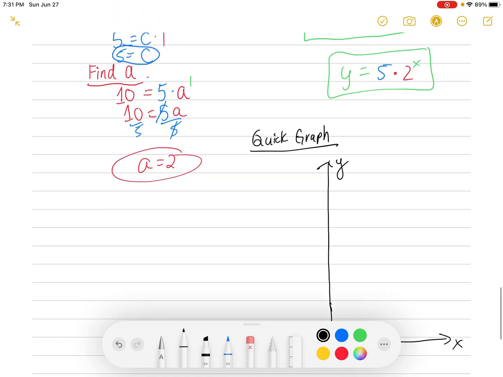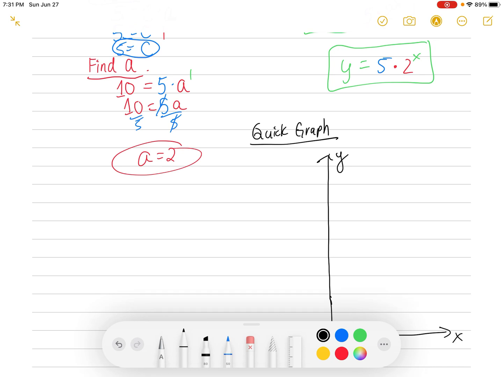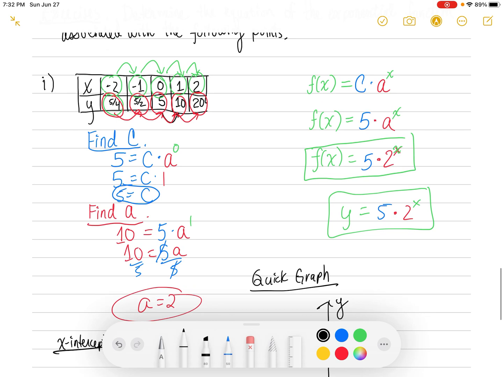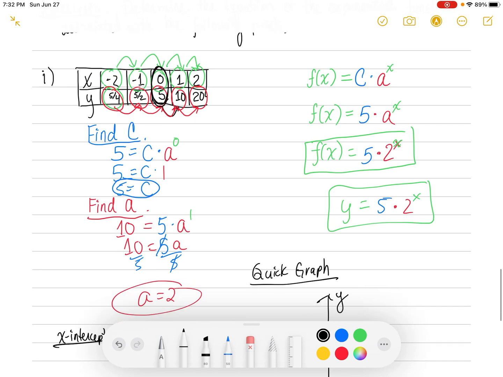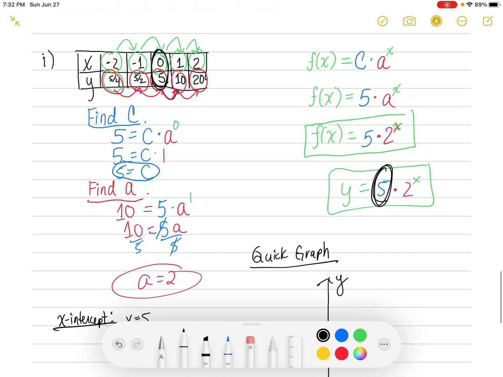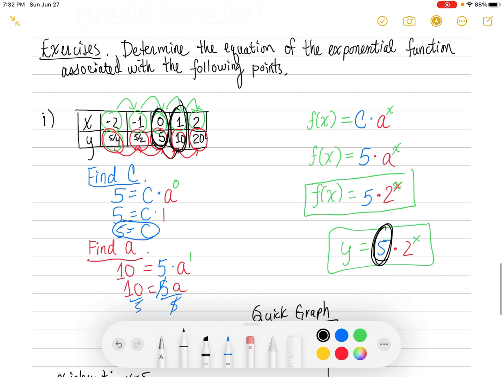So basically, the quick way to graph these, there are lots of ways to graph these, but the quick way, first of all, is find the intercept, which we already have. It's (0, 5), or x equals 0, y equals 5. And that's also the c value, right here, which is 5.